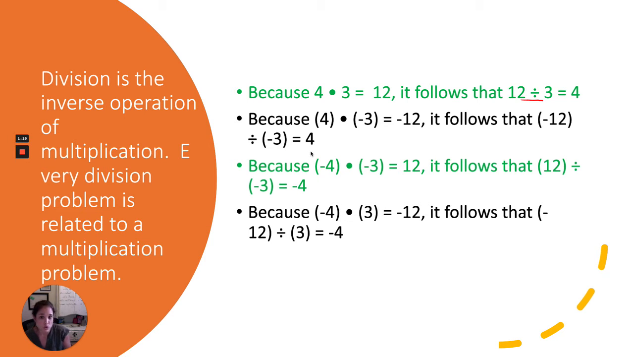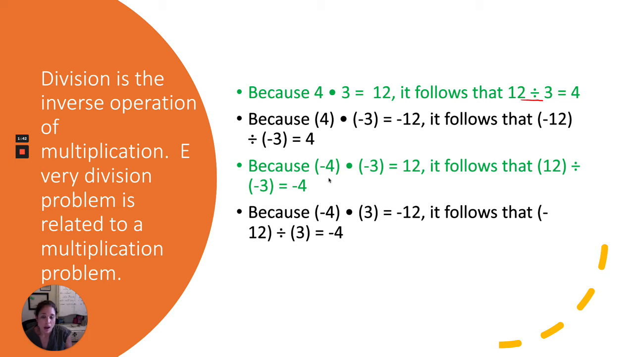Remember your rules for multiplication. When you multiply two different sign numbers, it's going to be negative. And so the same is going to apply with division. We have a negative 12 divided by a negative 3, and that is going to result in a positive quotient.